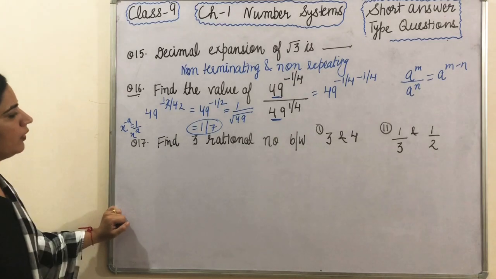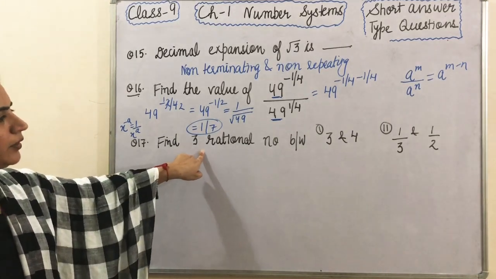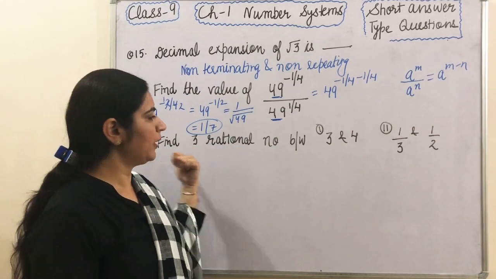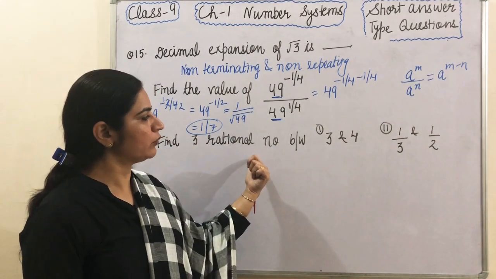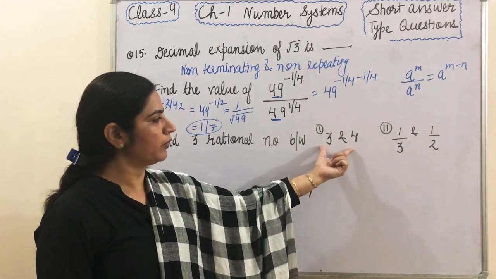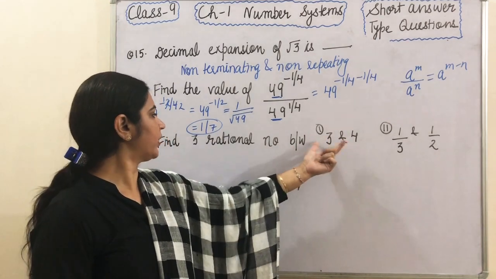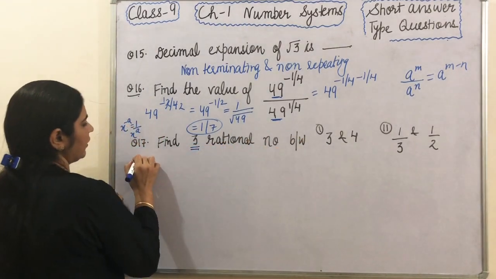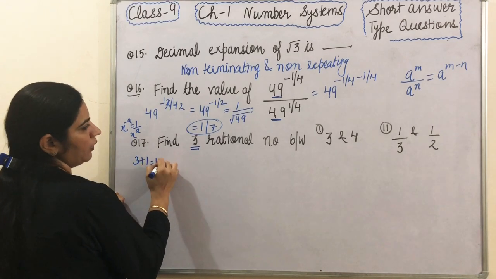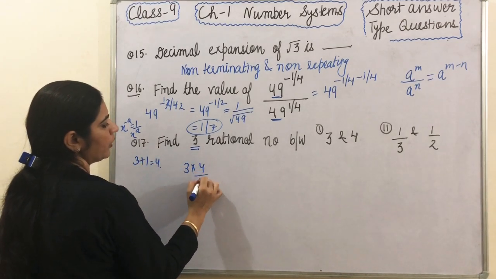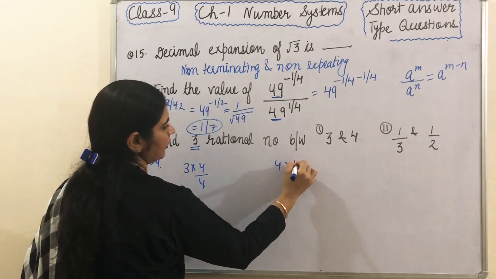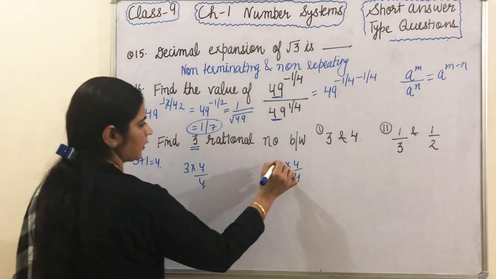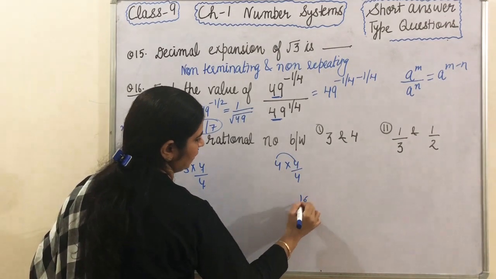Okay. Next is to find 3 irrational numbers between 3 and 4. This question is also very easy. You have done the same type of question in 8th standard also: how to find more rational numbers between two given numbers. Here 3 numbers are required. Simply, 3 plus 1 is 4, so we can multiply and divide by 4 with the first number and the second number. The first number is 12 by 4 and the second number, 4 fours are 16 by 4.